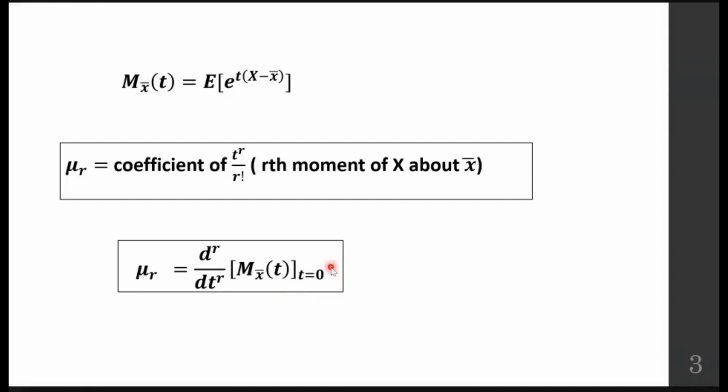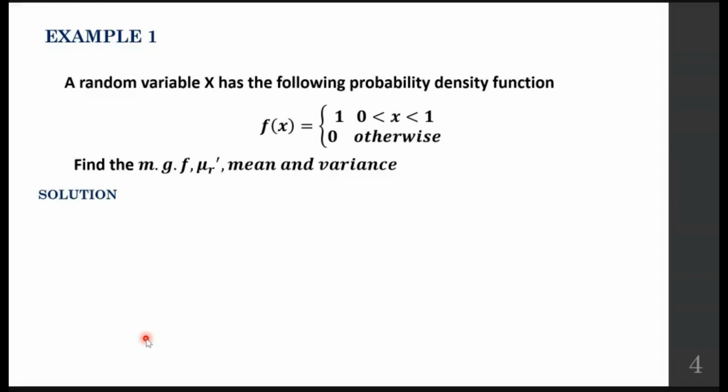Sometimes what happens, when you put t equal to 0, the function may not be defined because there is a possibility that t may be there in the denominator. So in that case, you might have to apply the coefficient of t raised to r upon r factorial or any other method of calculating the moments. So take the first problem. Till now, we were doing all discrete random variables. Now we will do continuous random variables.